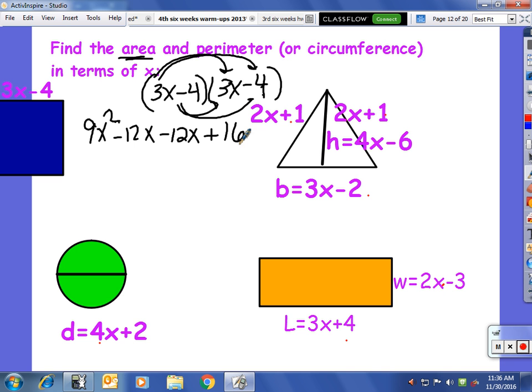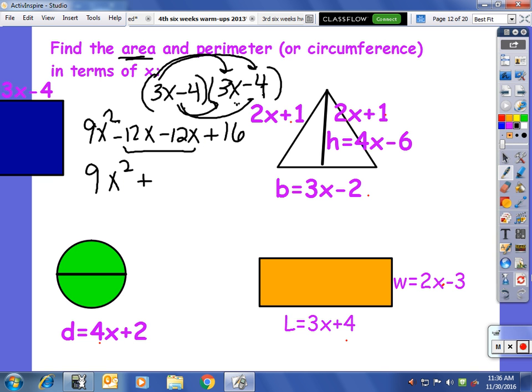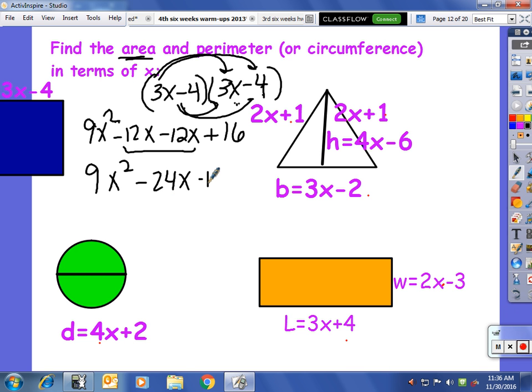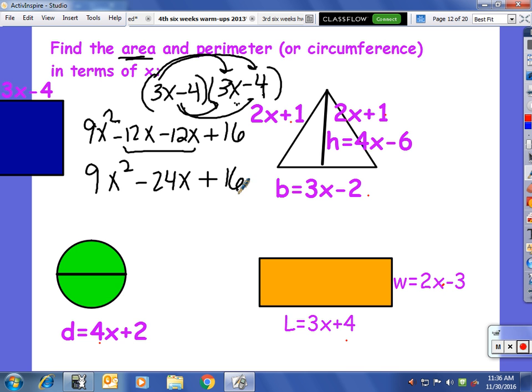So there's my 4 little products. 2 terms times 2 terms should give you 4 terms. And then the 2 in the middle are always like terms, so you want to put them together. So the area here is 9x squared minus 24x plus 16. That's my area. Are we okay with that? You will see one like that.